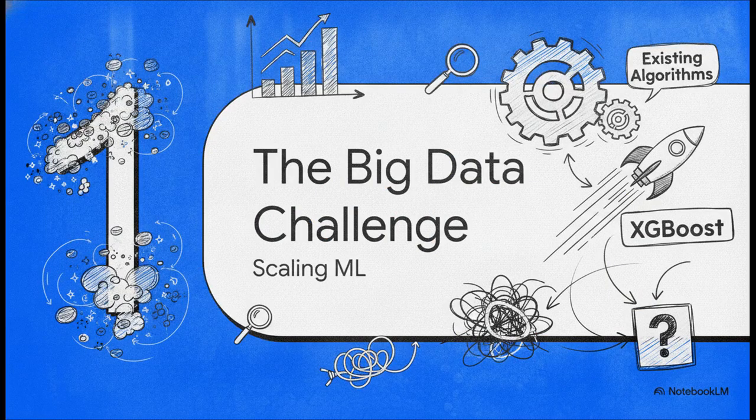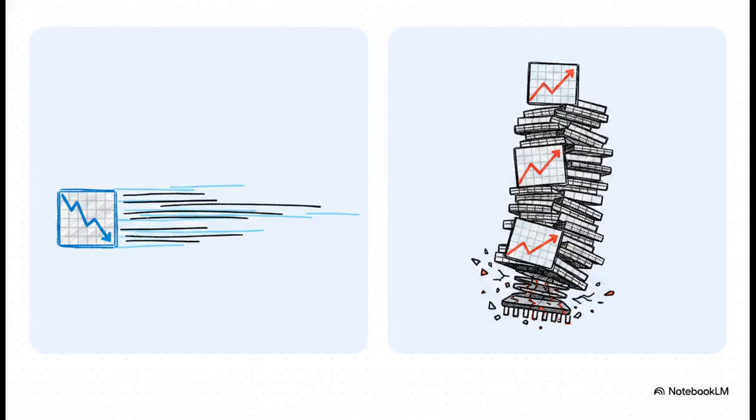Section 1, the big data challenge. Let's start with why we even needed a new tool in the first place, when existing algorithms like XGBoost were already dominating machine learning competitions. Take a look at the sheer scale of the shift we've seen in data science. Back in the early days of machine learning, we were dealing with maybe thousands of rows. Finding splits was fast and easy.